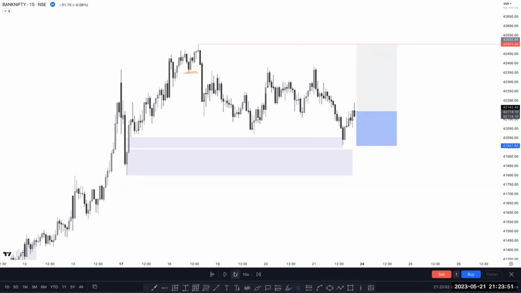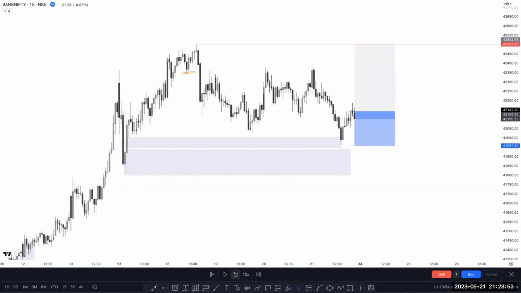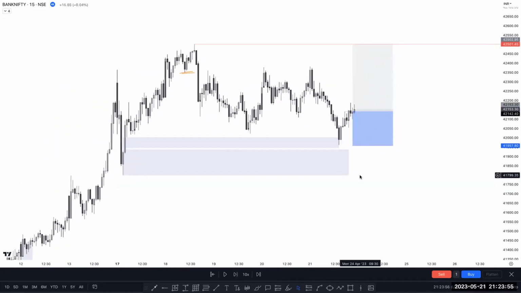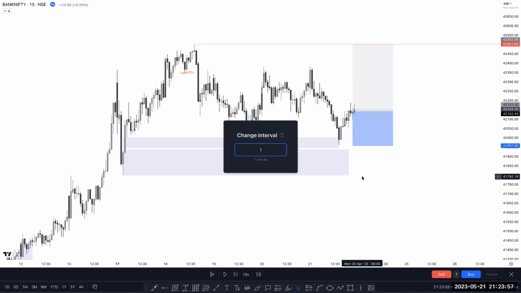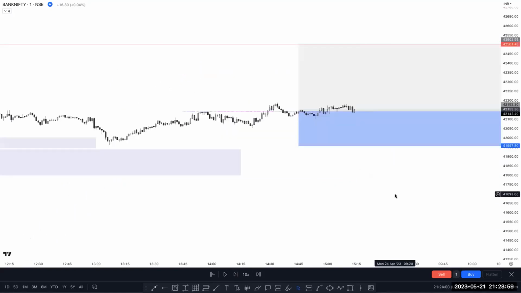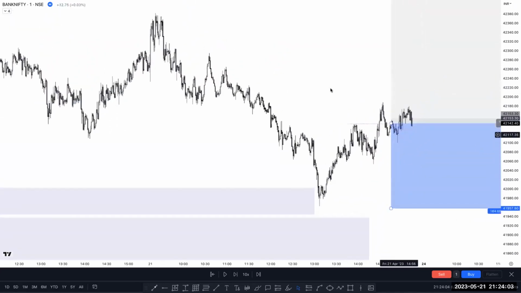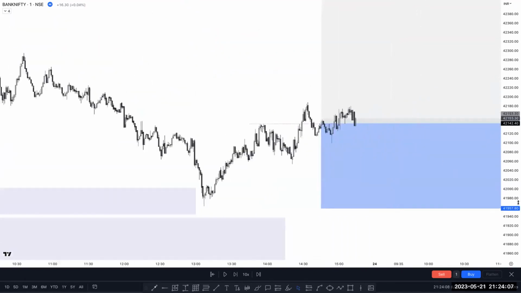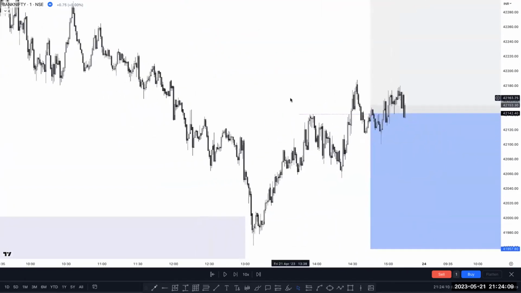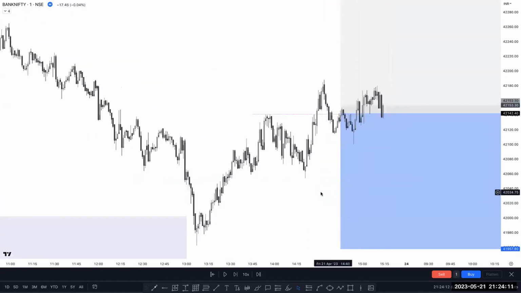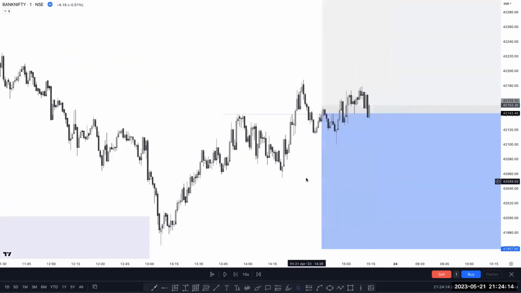Let's see. Okay, it mitigated this order block. If I switch here to a 1 minute time frame to check whether there is an unmitigated order block or anything here, then we can get a clearer, better entry here, to reduce risk and maximize your reward.